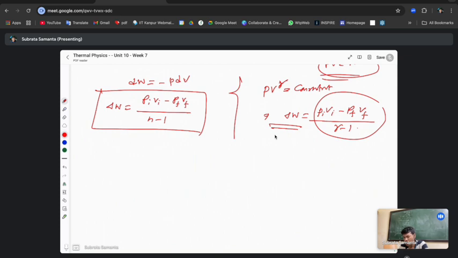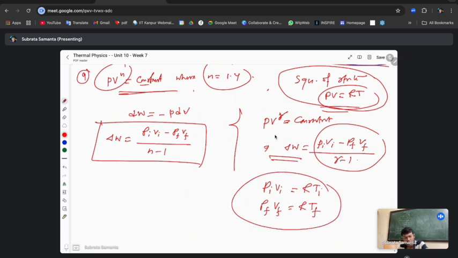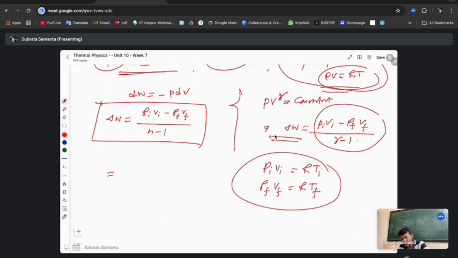Right? So now they follow the ideal gas equation of state. That means PiVi is basically RTi and PfVf is basically RTf, right? So plug in these values. So delta W is R over n minus 1 times Ti minus Tf, right?